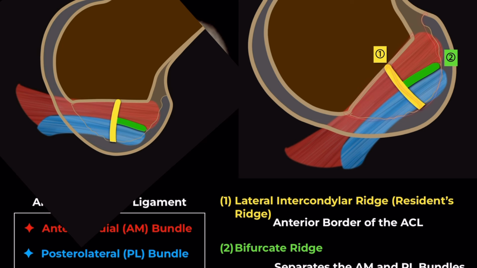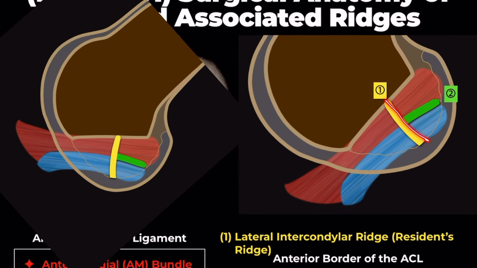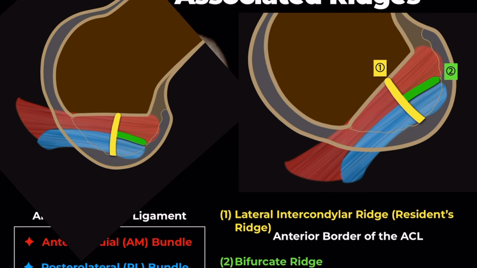Next, the green-marked area represents the lateral bifurcate ridge, relatively perpendicular to the lateral intercondylar ridge. It stretches from the lateral intercondylar ridge towards the posterior articular cartilage margin, with an average length of 11.6 mm. The lateral bifurcate ridge separates the anteromedial and posterolateral bundles at their femoral attachments.